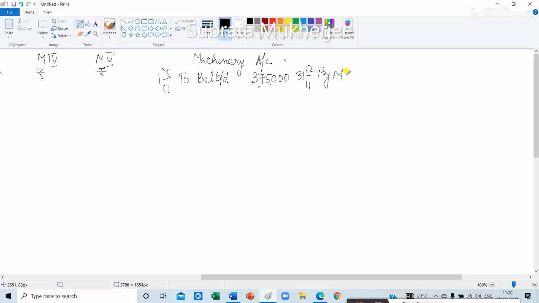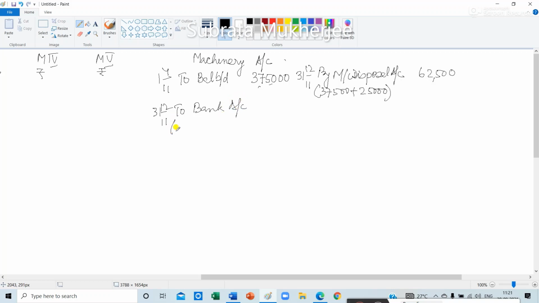So by machinery disposal account. What was the cost of machines that were sold? 37,500 plus 25,000. So 62,500 is the cost of machine that was sold on 31st December 2011. Now on the same day, you have purchased two new machines, so to bank account.